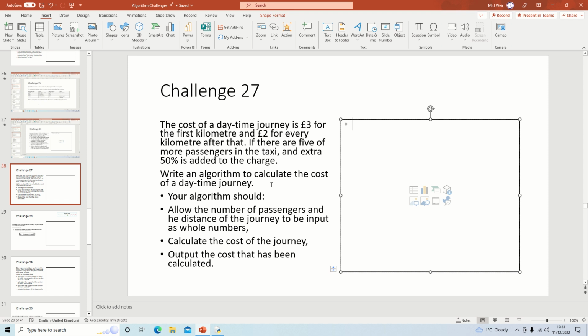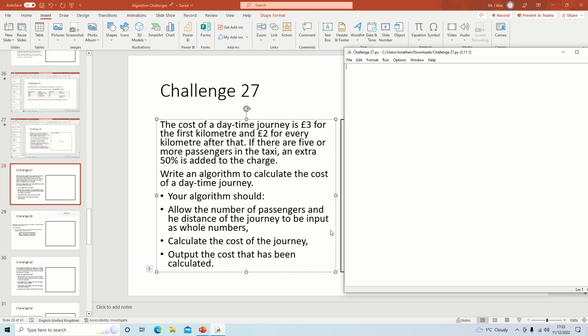So if they're more than 1 kilometre, it says if there are 5 or more passengers in the taxi, an extra 50% is added to the charge as well. So that's just another if statement that we need to go through. So we can see that we're going to have one condition, which is about the distance being over 1 kilometre, and we're also going to have another condition if there are more passengers, 5 or more, then you get this extra charge.